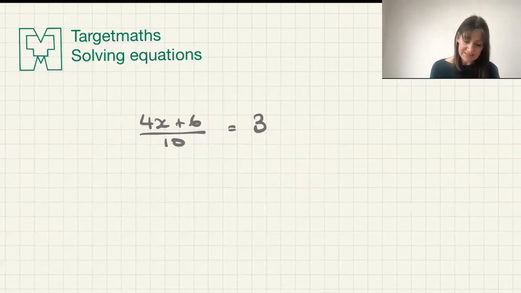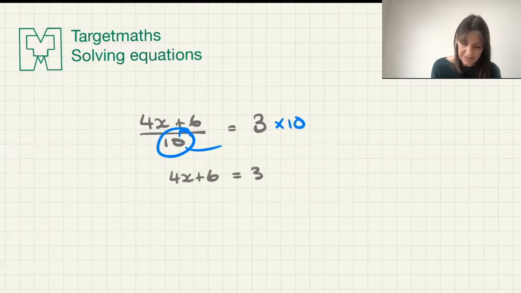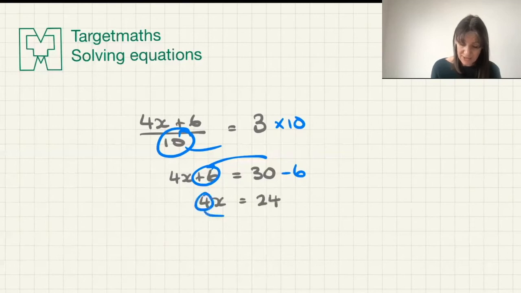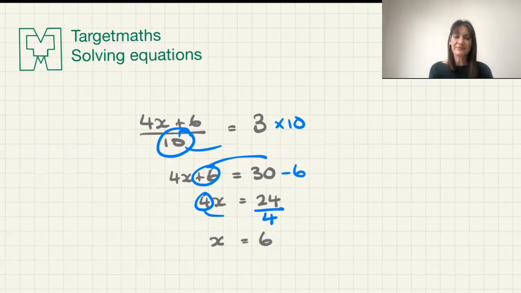Okay, 4x plus 6 divided by 10. Divide by 10 is going to land as times 10. I've got 4x plus 6 left, and 3 tens are 30. My plus 6 is going to land as minus 6. So I've got 4x equaling 24. And my 4 is going to land as divide by 4. So x is now on its own. 4 into 24 goes 6. x equals 6. All right, if you got that right, really well done.